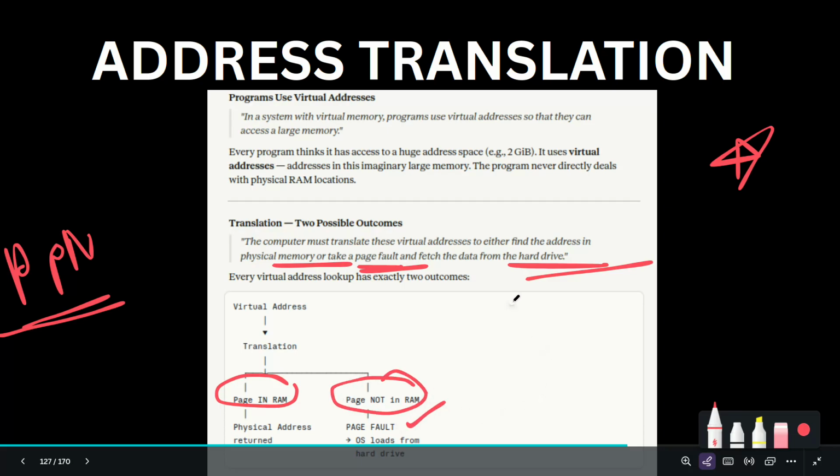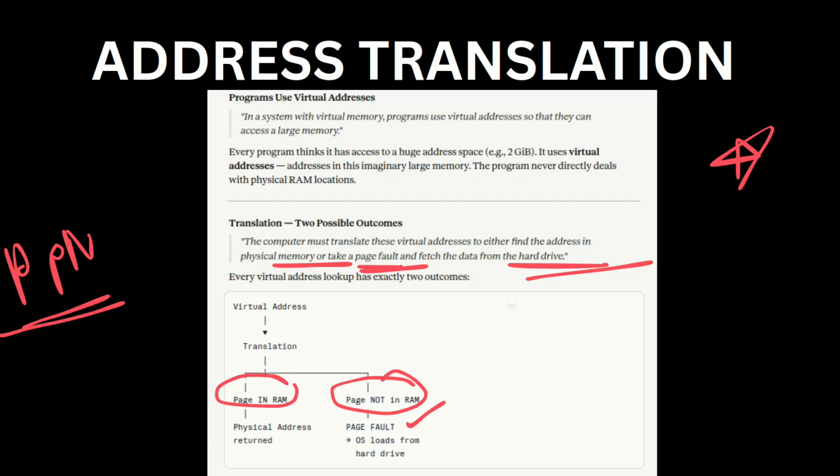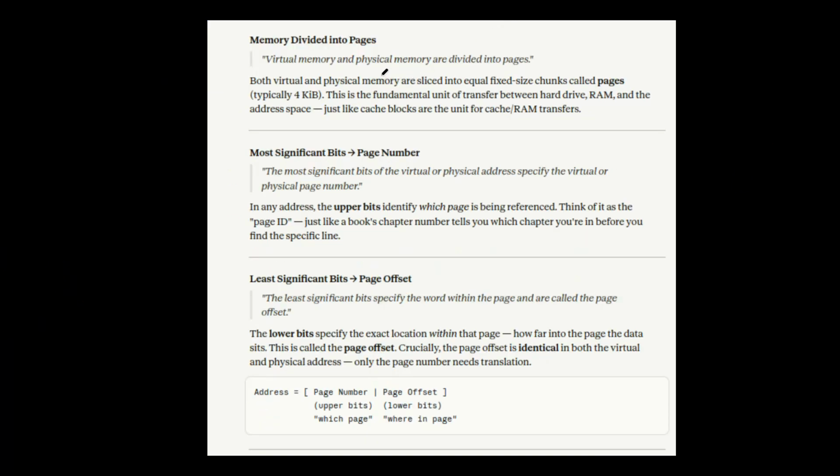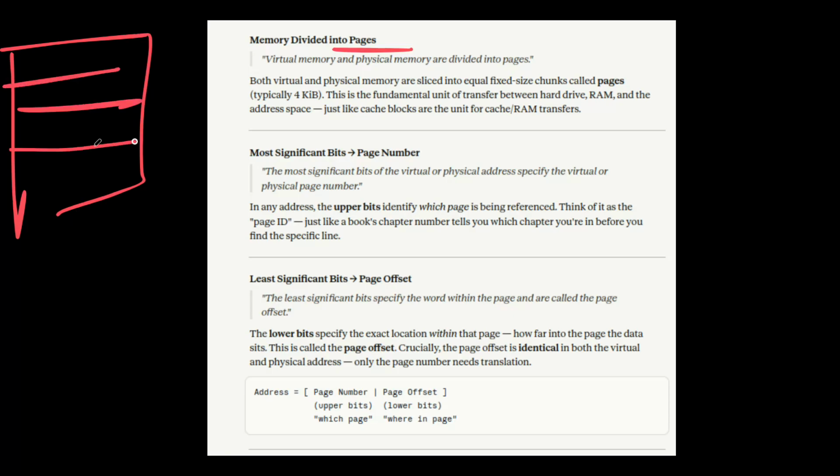The OS would take the control. Page fault means it would trigger the OS. Now the OS would take the control and it will load that from the hard drive to the RAM. Understood? So if you are getting the page in the RAM, you can get the physical address directly. Now we have to understand memory. The whole physical memory is divided into pages. Virtual memory and physical memory both are divided into different pages. These pages have some size.